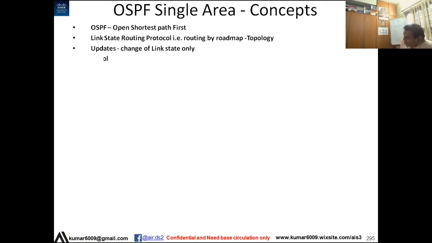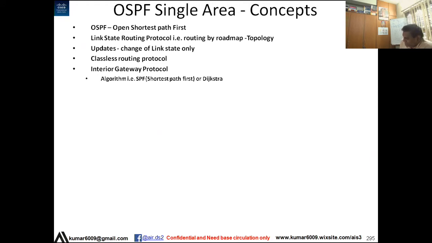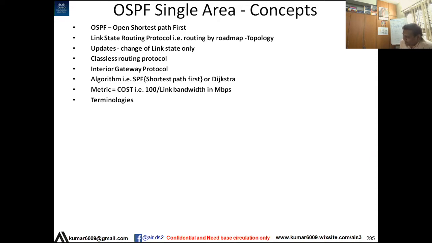Understand? This is a classless routing protocol. It supports CIDR and VLSM. It's an interior gateway protocol within one autonomous system. The algorithm is SPF or Dijkstra. The metric is 100 divided by bandwidth in Mbps. We saw this metric.